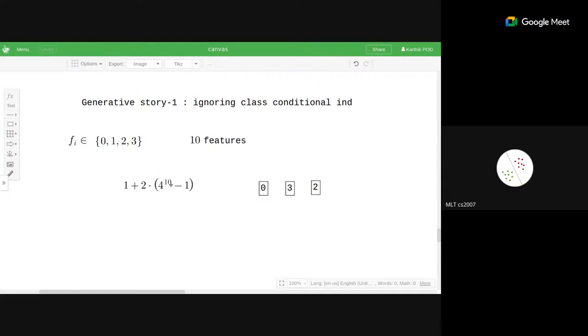Now, 4 power 10 parameters are needed, but since they all should sum to 1, we need 1 less than 4 power 10. So, 4 power 10 minus 1. Now, there are 2 classes, so you multiply that by 2. So you need this many parameters for P of X given Y, and then 1 parameter for P of Y. I hope you all got it.